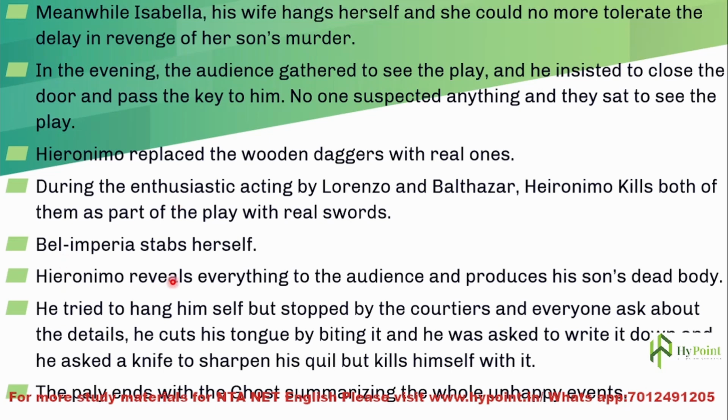And Hieronimo reveals everything to the audience and produces his son's dead body. So after he killed Lorenzo and Balthasar on the stage itself, Hieronimo reveals everything to the audience, and he made a vow that he won't bury his son's dead body until he fulfills the revenge upon the murderers.